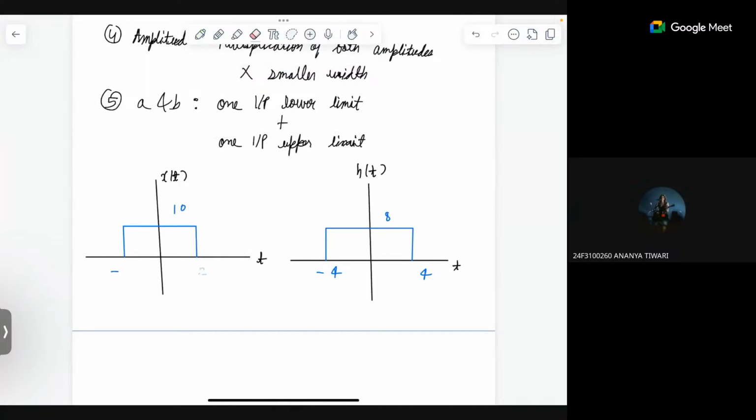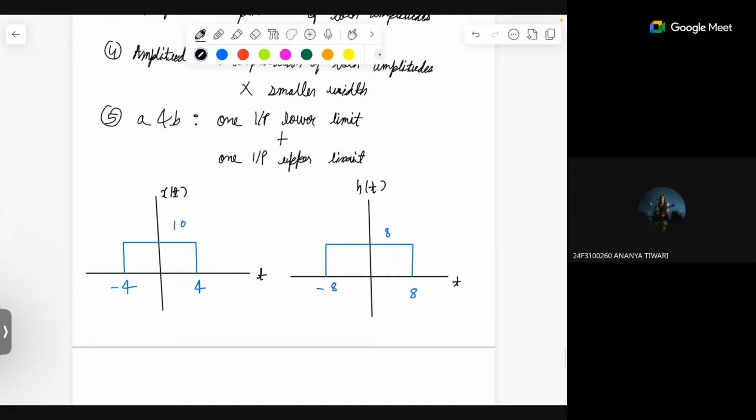So my limits will change. In x of t, it was minus 2 to 2. For x of t by 2, the limits get multiplied by 2, so minus 4 to 4. In h of t, it was minus 4 to 4. For h of t by 2, it will be multiplied by 2. So minus 4 into 2, 8. 4 into 2, 8.